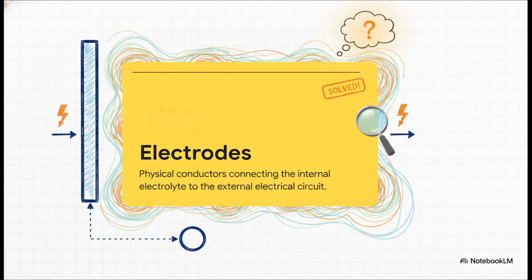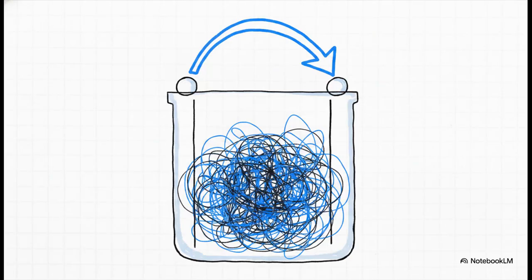Mystery solved, just like that. Okay, pause for a second, because I want to share a massive exam shortcut with you. Keep this insider secret in mind. The phrase enters and leaves almost always points directly to terminals. And for an electrolytic cell, those terminals are the electrodes.